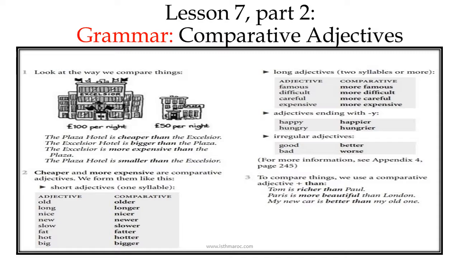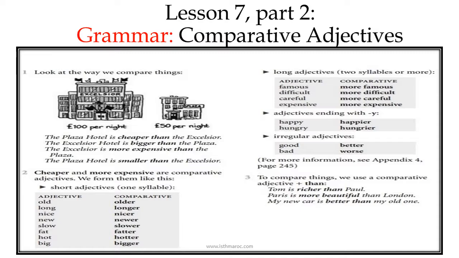The last part, three: to compare things, we use comparative adjectives plus than. Tom is richer than Paul. Paris is more beautiful than London. My new car is better than my old one.